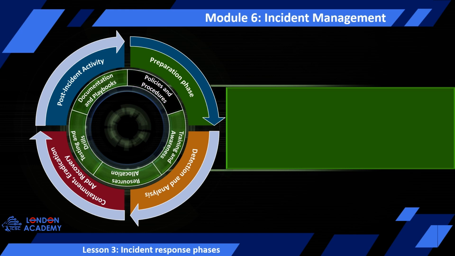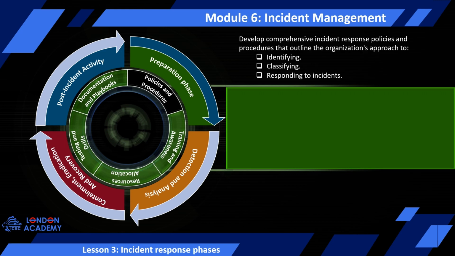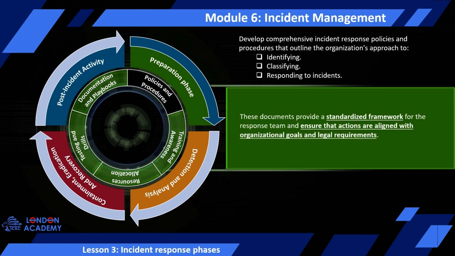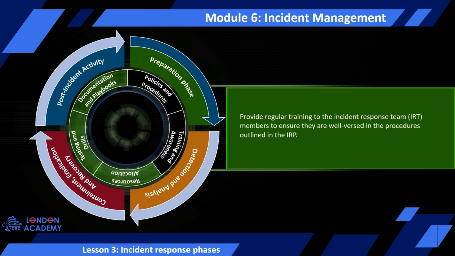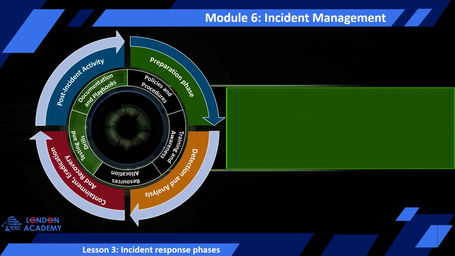First aspect is policies and procedures. Develop comprehensive incident response policies and procedures that outline the organization's approach to identifying, classifying, and responding to incidents. These documents provide a standardized framework for the response team and ensure that actions are aligned with organizational goals and legal requirements. Second aspect is training and awareness. Provide regular training to the incident response team (IRT) members to ensure they are well versed in the procedures outlined in the IRP.